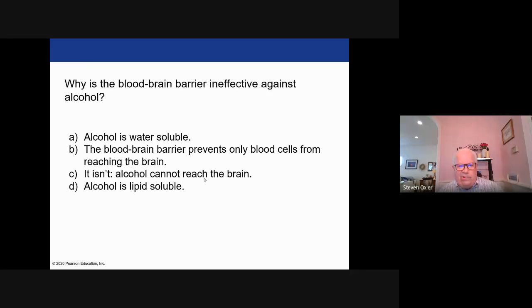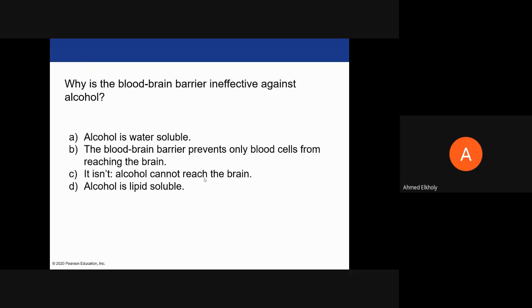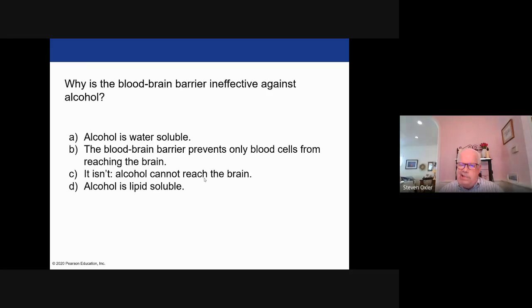So now you have two choices. Alcohol is water soluble. Alcohol is lipid soluble. Does alcohol mix nicely in water? Not really. It does not really do it. So the answer is D? The answer is D. Alcohol is lipid soluble.